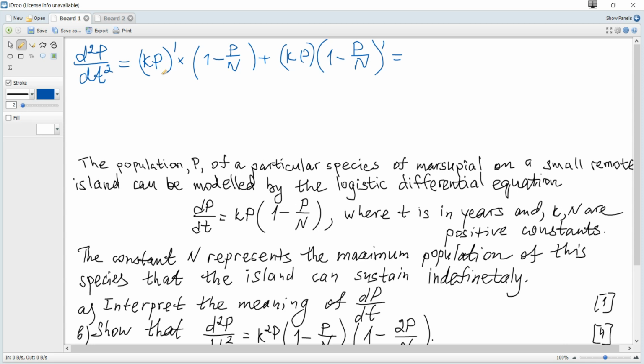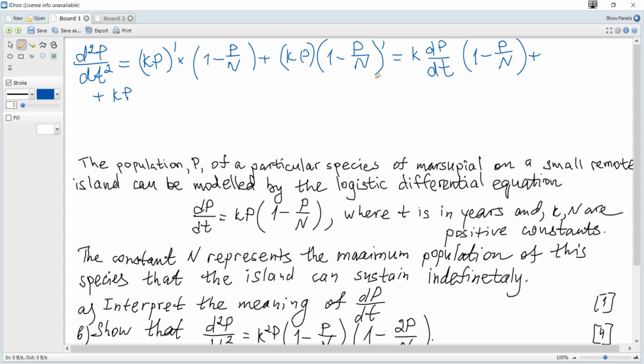And what is the derivative of P? Since P is a function of t, we should apply the chain rule. According to the chain rule, the derivative is equal to the derivative with respect to P multiplied by dP/dt. And the derivative of P with respect to P is just 1, and hence it becomes K times 1 multiplied by dP/dt according to the chain rule, and multiplied by just 1 minus P over N, plus KP times the derivative of 1 minus P over N again.